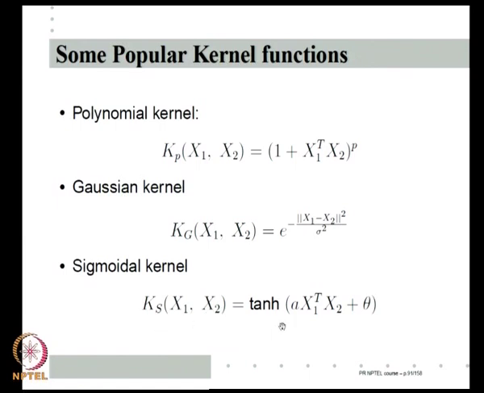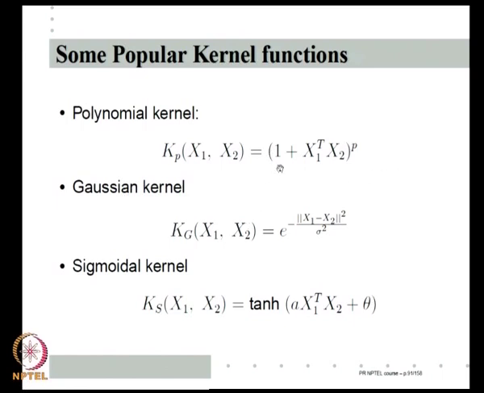K(x1, x2) is tanh(a x1 transpose x2 + theta). Of course, instead of tanh, I can also use the sigmoid, that is, I can write this as 1 by (1 + e to the power minus (a x1 transpose x2 + theta)). I just put tanh because we are considering functions that go both positive and negative. These are some of the popular kernels used.